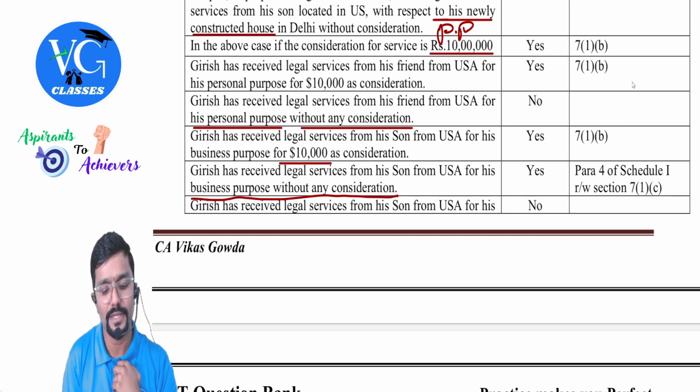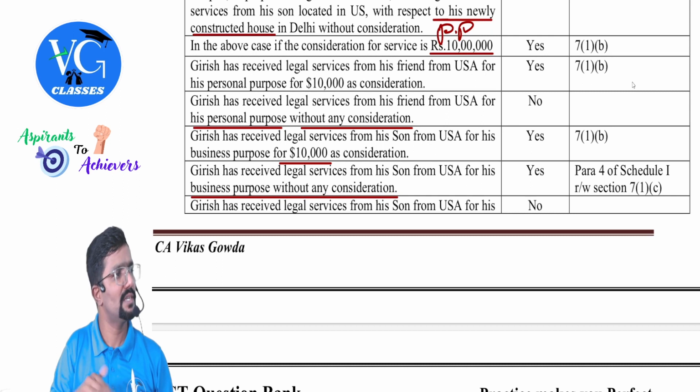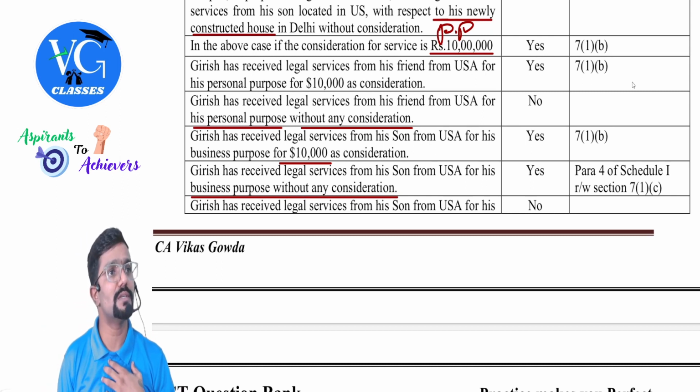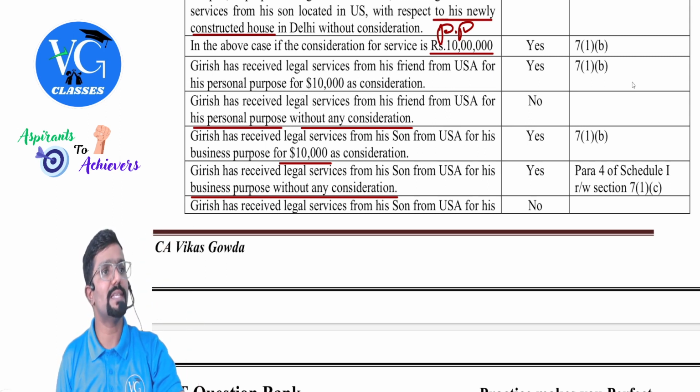Next, Girish has received legal services from his son from USA for his business purpose without any consideration. Guys, is it a supply? Yes. I will assume son is dependent on father, that is on Girish, and we will consider it as supply. Sir, what if by chance son is independent? He is a practicing lawyer, sir, outside India. In that case, will he be a part of family?